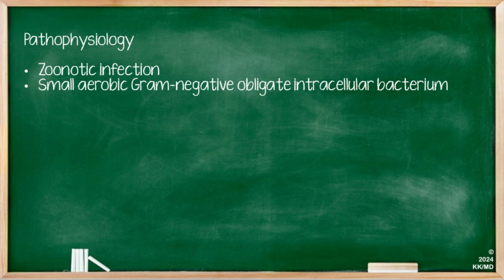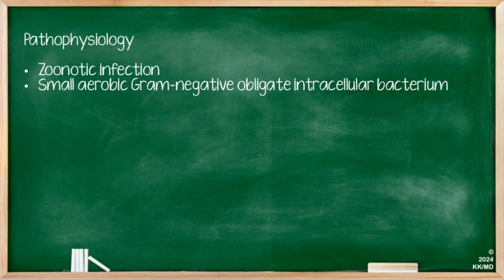So the pathophysiology of this is a zoonotic infection, and it is caused as a result of a small aerobic gram-negative obligate intracellular bacterium. So those are really important because they can give you the description of the organism, and then they ask you to pick the correct option based on that.